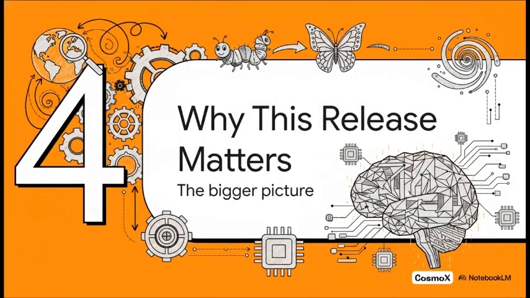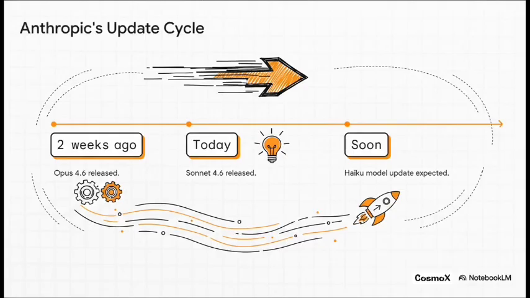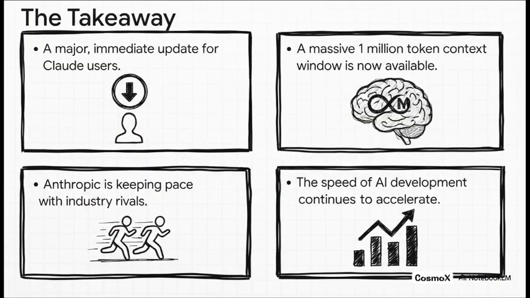All right, so let's zoom out for a second and look at the bigger picture here. A new model is always cool, but this release actually tells us a lot about what's happening in the entire AI industry right now. This timeline really says it all. I mean, look at this. Anthropic dropped its most powerful model, Opus, just 2 weeks ago. Now we have Sonnet, and we're expecting an update to their smallest model, Haiku, really soon. This points to a crazy fast 4-month update cycle, which just goes to show you the unbelievable pace of development across the entire field.